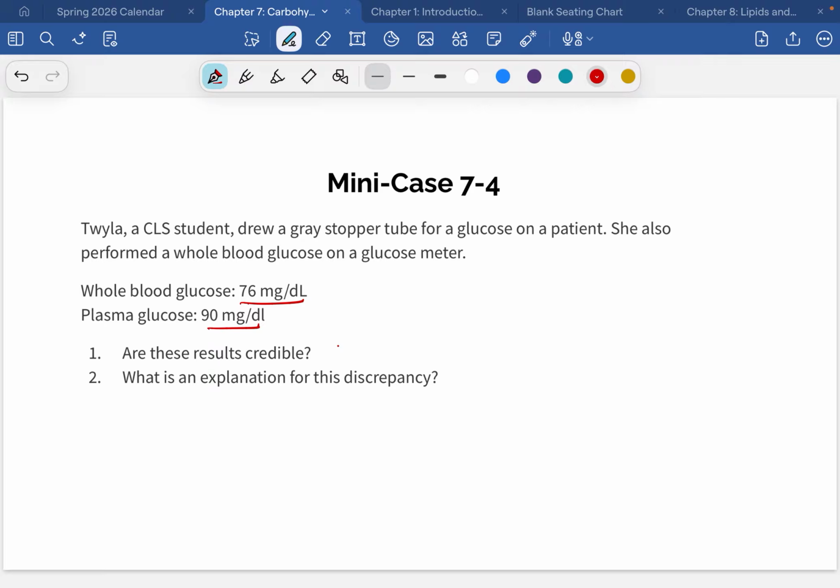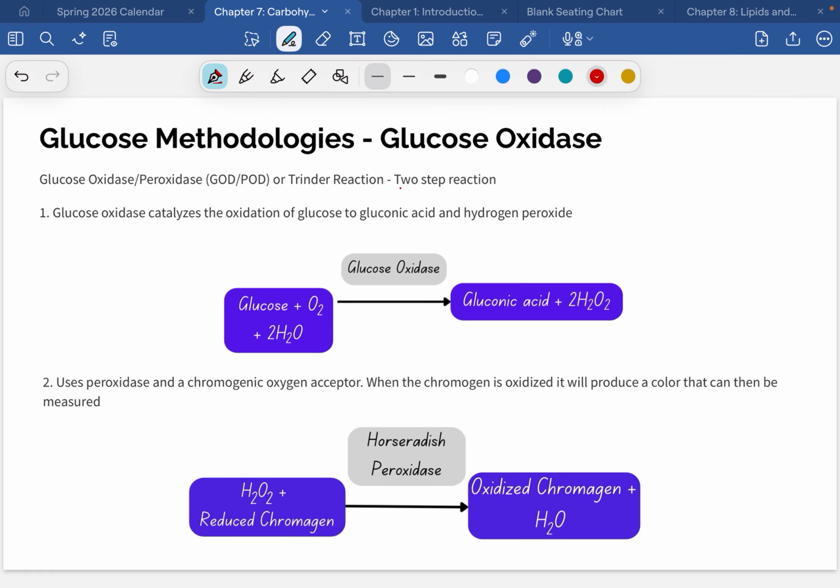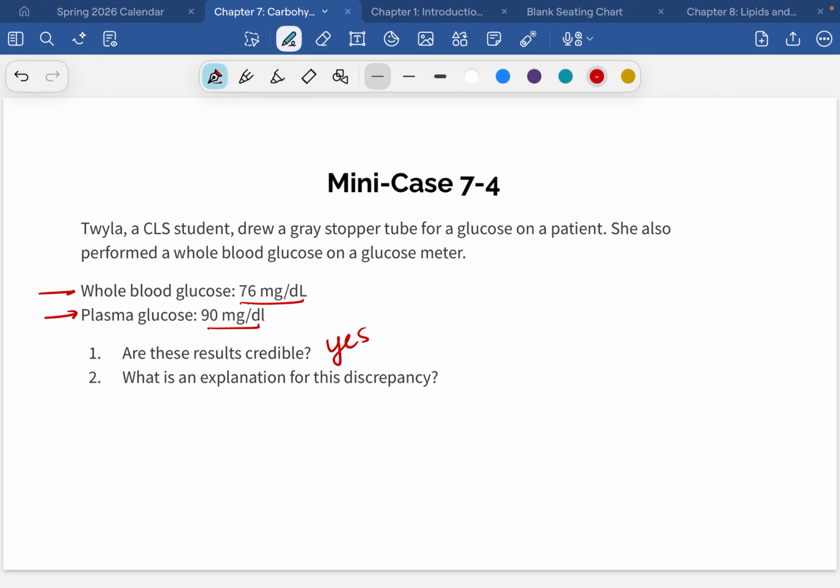And the answer is yes. These results do make sense. And the reason they make sense is because this whole blood glucose result is about 15% lower than the plasma glucose. So these two results, even though they are different, the plasma glucose from the gray top tube was about 90 and the whole blood was about 76 in the same patient. Even though those two results are different, it makes sense because whole blood glucose measurements are typically about 15% lower.